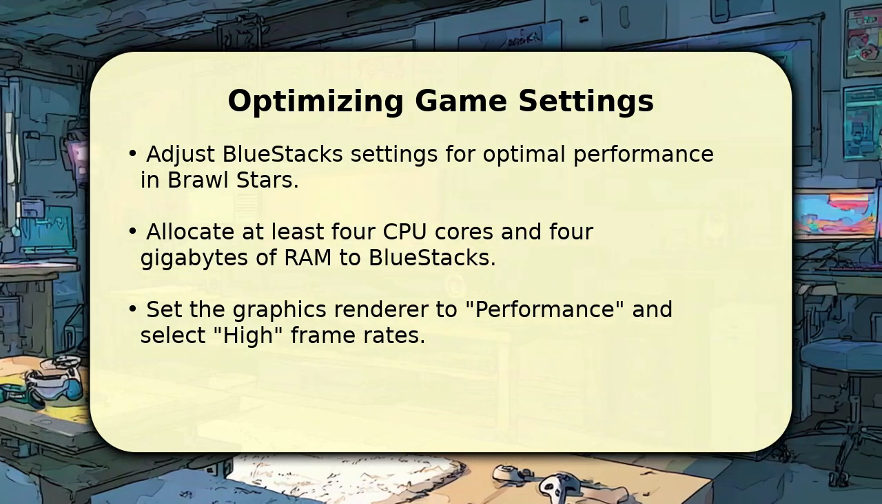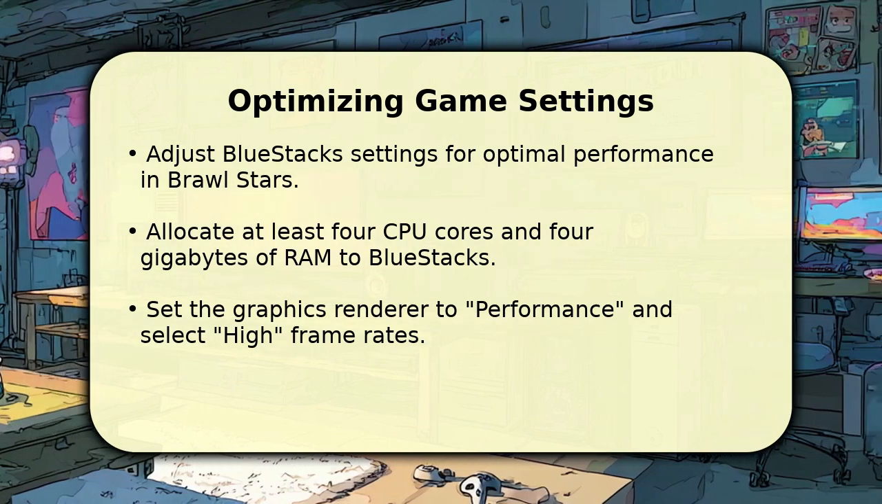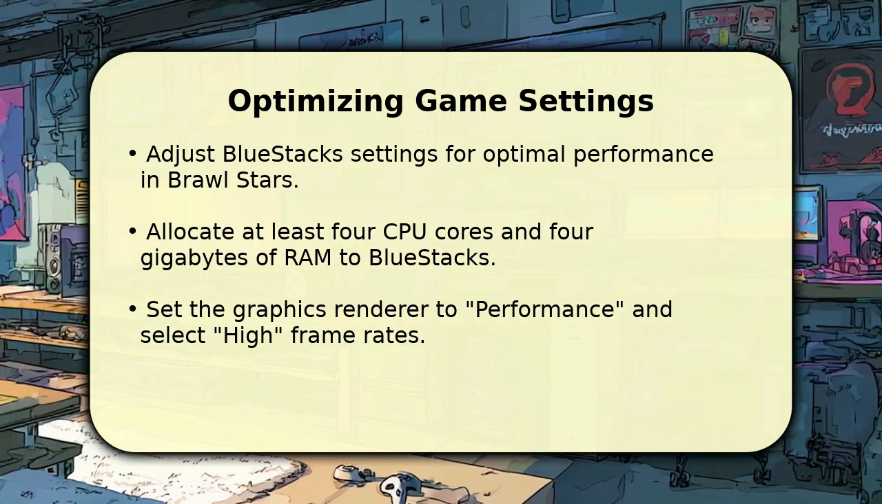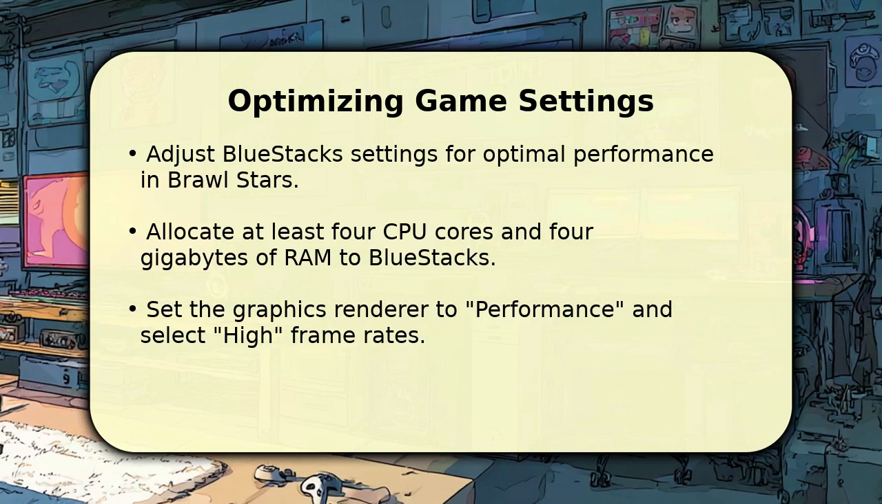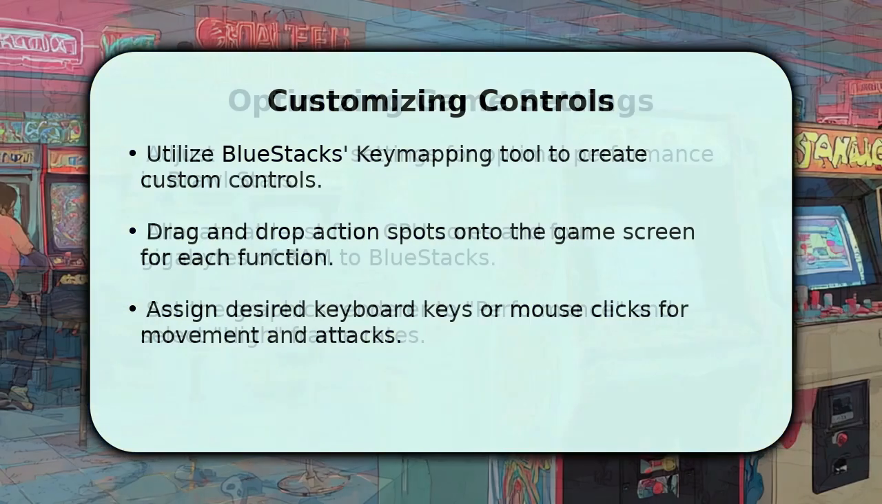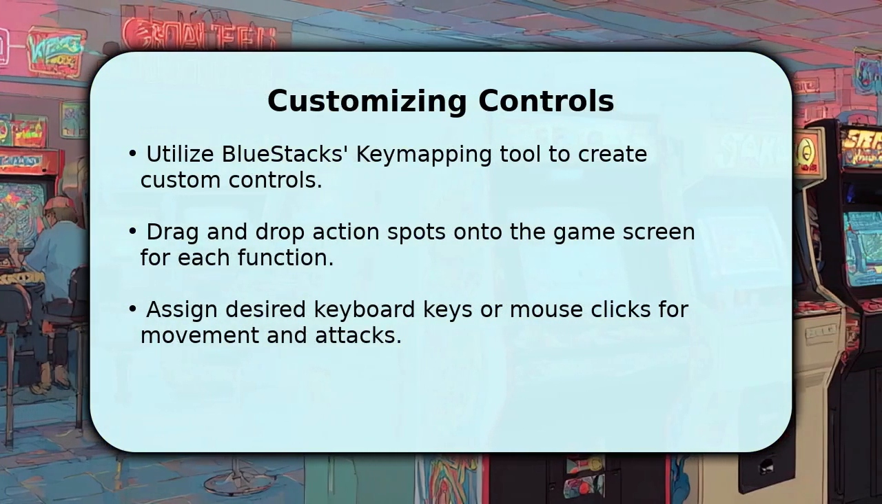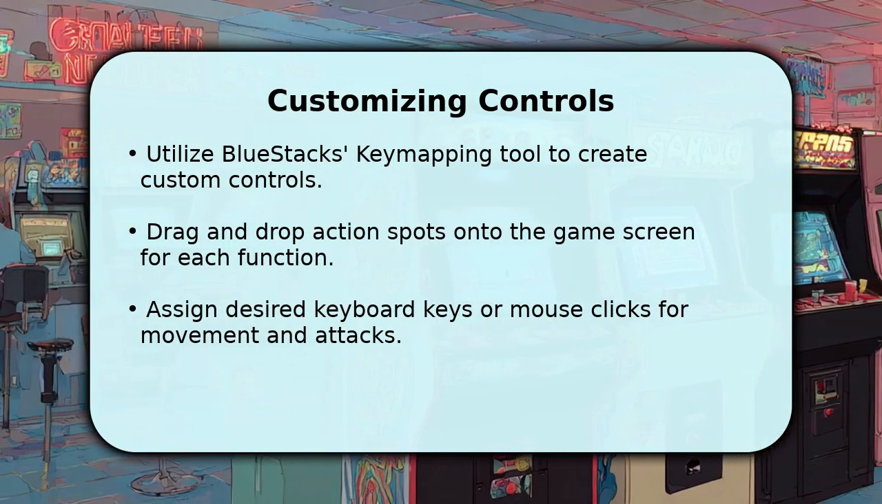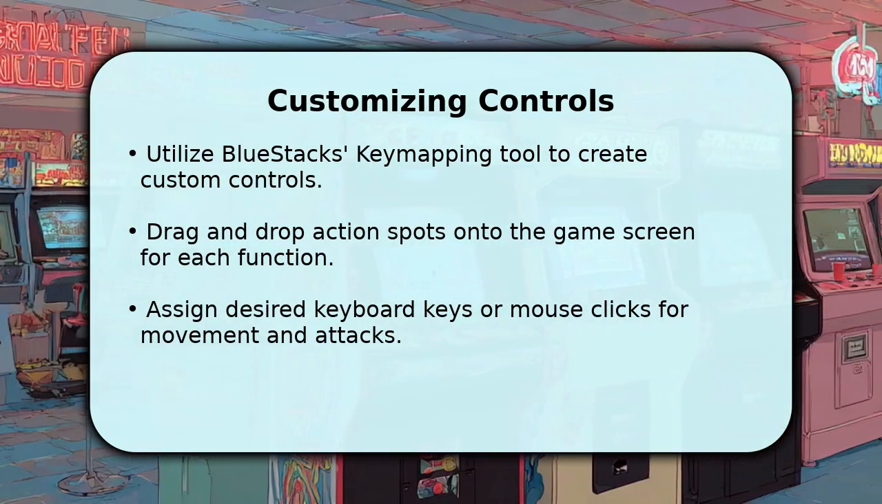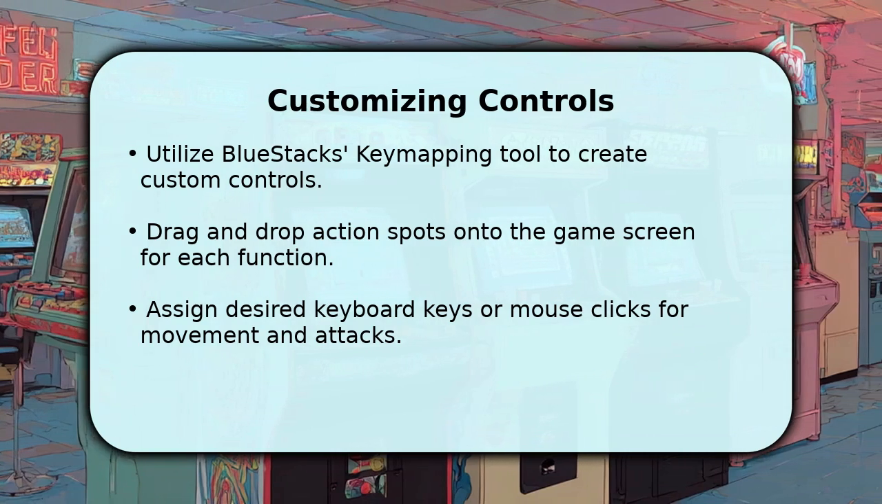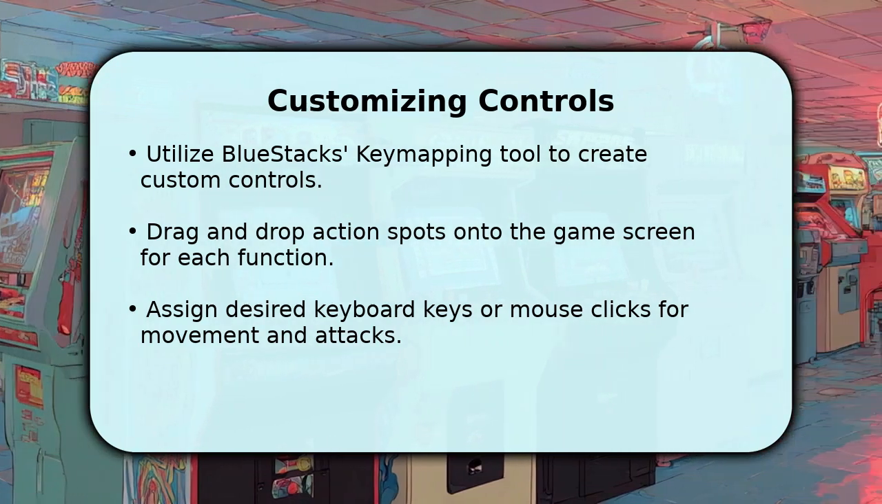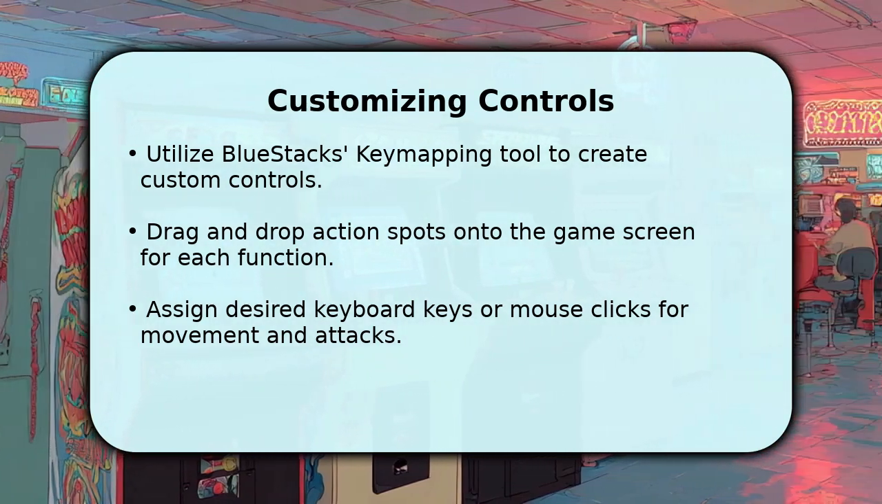Also, ensure your graphics renderer is set to performance mode and select a high frame rate, like 120 frames per second, for fluidity. After launching Brawl Stars within BlueStacks, you will want to set up custom controls for precision and comfort. Access the Game Controls menu, usually on the right-hand sidebar, and open the Controls Editor.